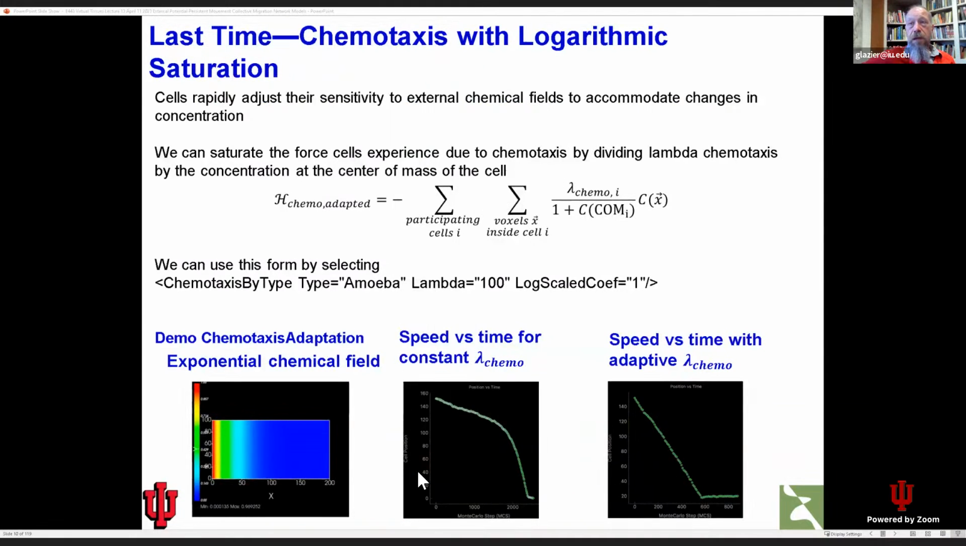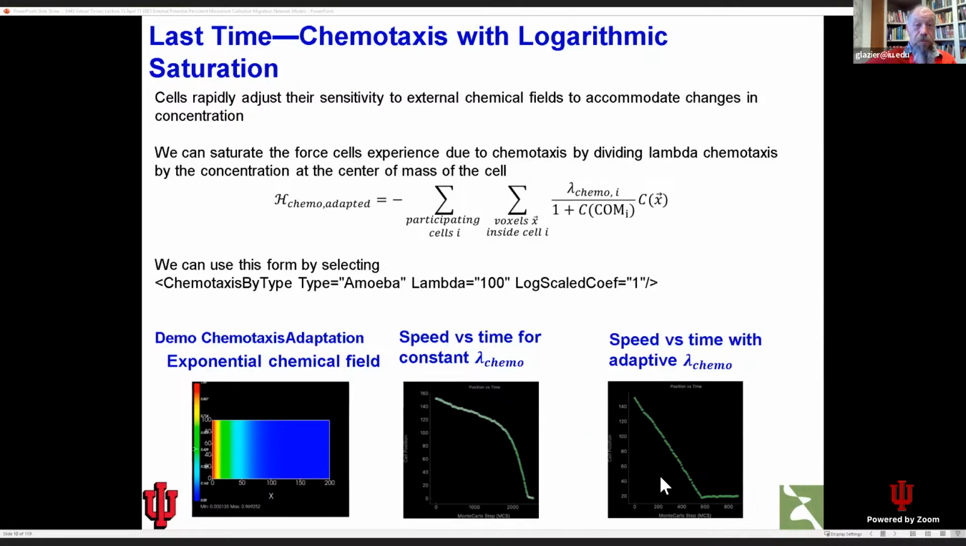And we did play a little bit with the idea of adaptation. These days, the Chemotaxis plugin has specifically a log scaling coefficient that allows the force on the cell to be independent of the concentration. That's proportional to the gradient divided by the concentration of the cell. And that allows you to get the velocity of the cell to be constant, actually.